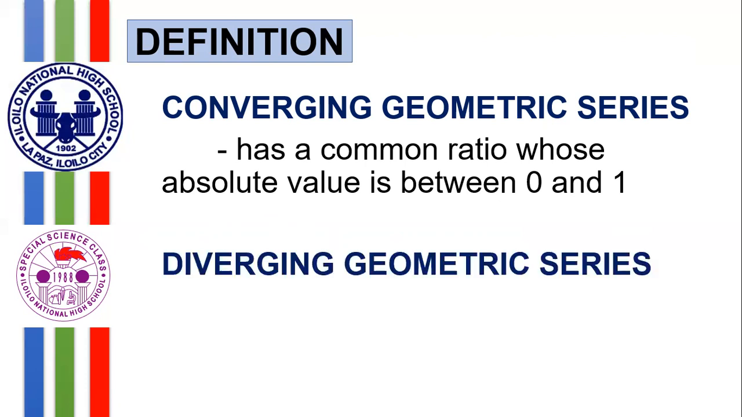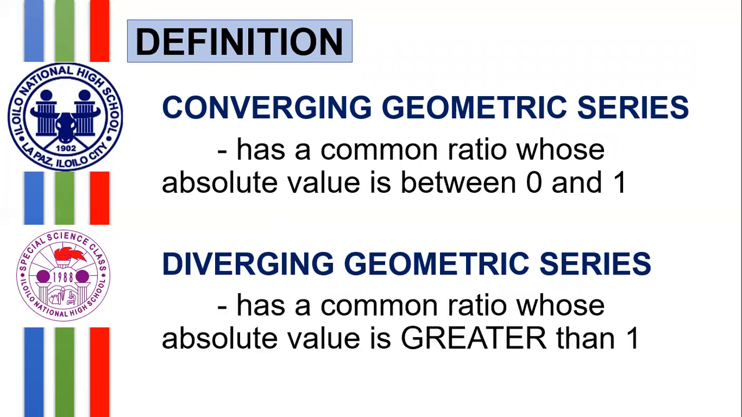And when we speak about diverging geometric series, it is a geometric series which has a common ratio whose absolute value is greater than 1. Be reminded that for our context here, we will be dealing with infinite geometric series.